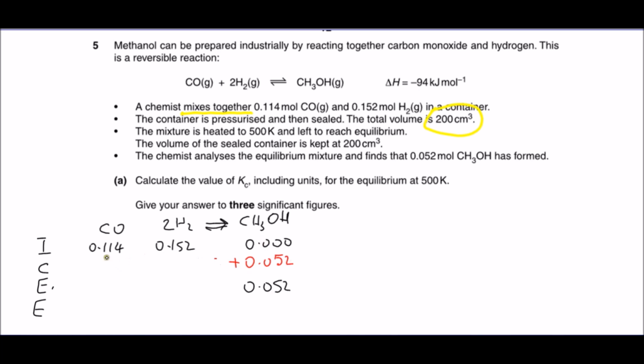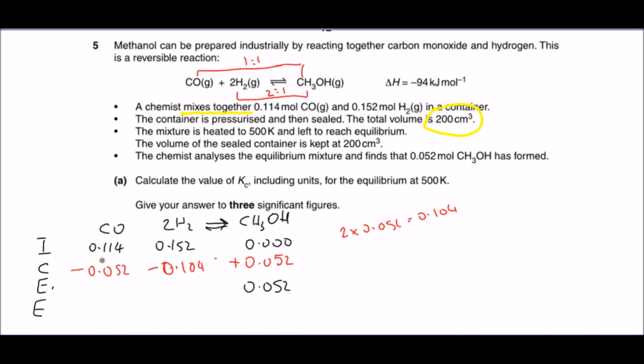Then we're going to do carbon monoxide. So if methanol is increasing by 0.052, then carbon monoxide is going to decrease by the same amount because we've got a 1-to-1 ratio in the equation. Hydrogen, however, is going to decrease by twice as much because we've got a 2-to-1 ratio. So we're going to do 2 times 0.052. So 2 times 0.052 is equal to 0.104. So that's going to go down by 0.104. So that's where this number comes from.